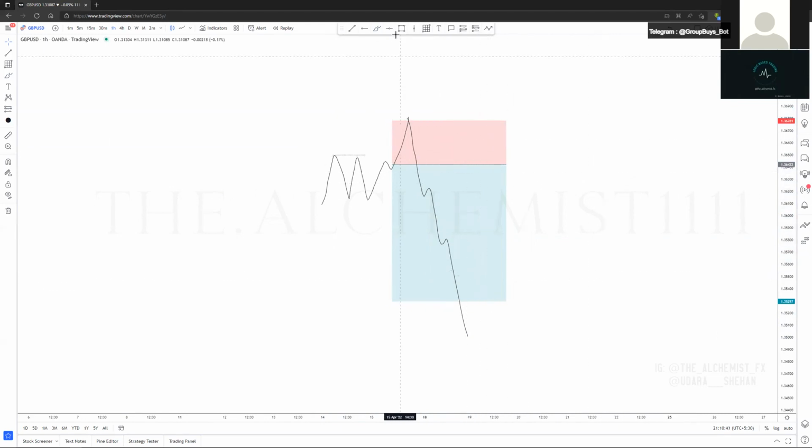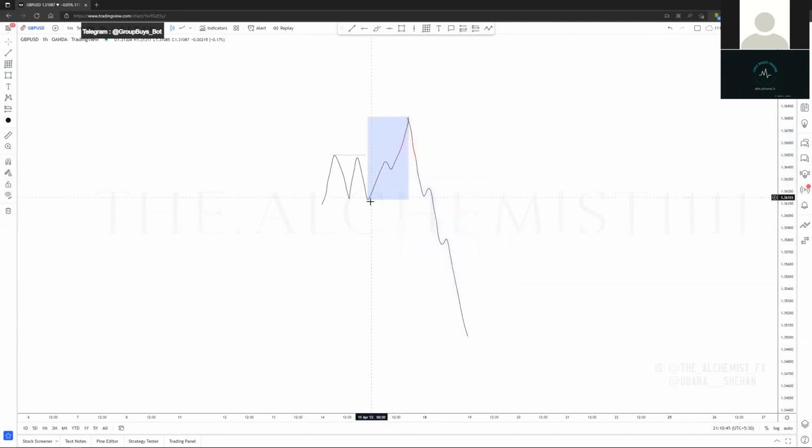So an order block is the last push up before the push down, right? An order block is the last push up before the push down. We know that. Then what we will be doing is, we're not going to chase the move. Okay, we're not going to chase the move, because why?